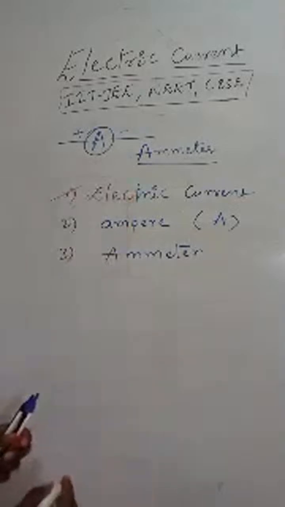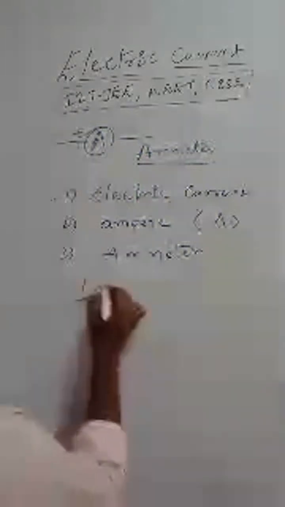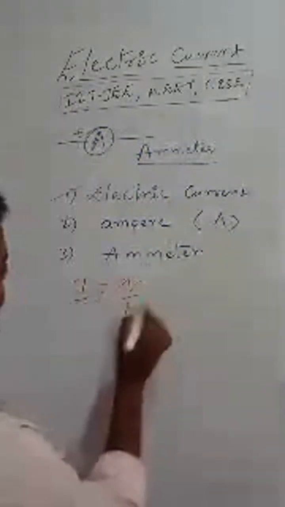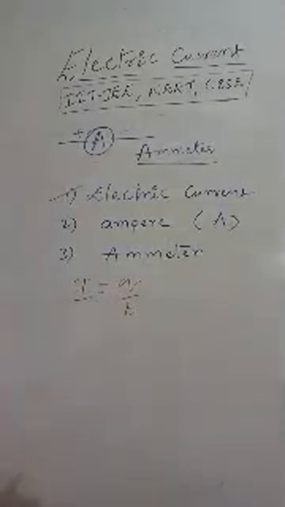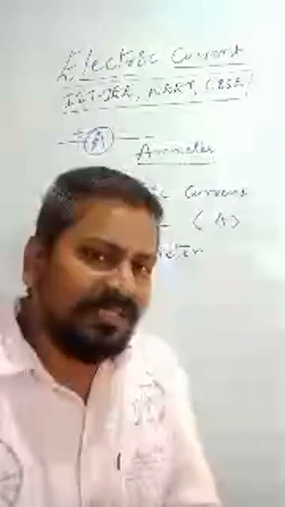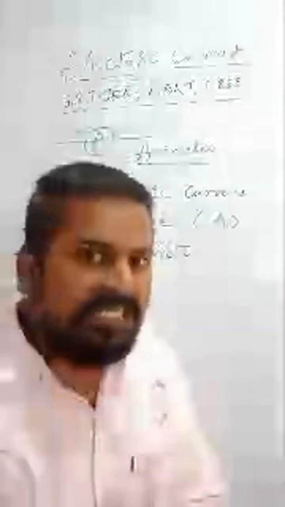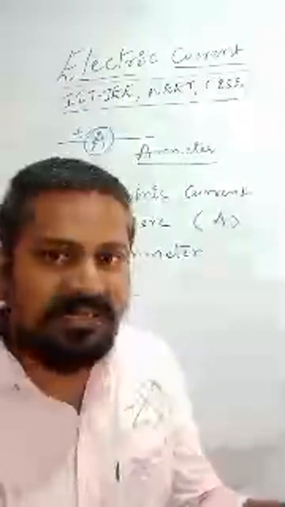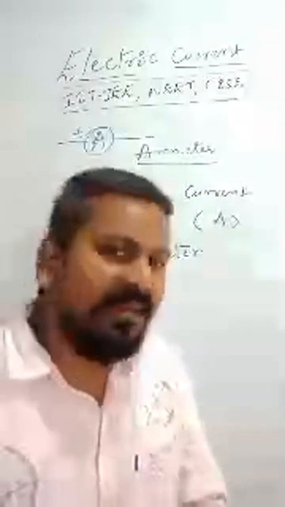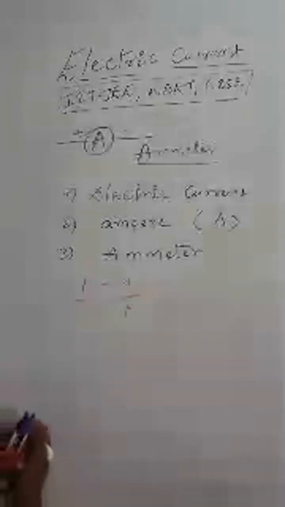What is the electric current? I equal to Q by T. Just now we discussed it, right? Rate of flow of charge through unit cross sectional area per second, that is called electric current. I equal to Q by T. Clear? Yes, got it.